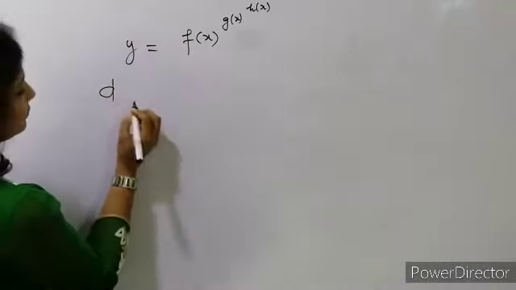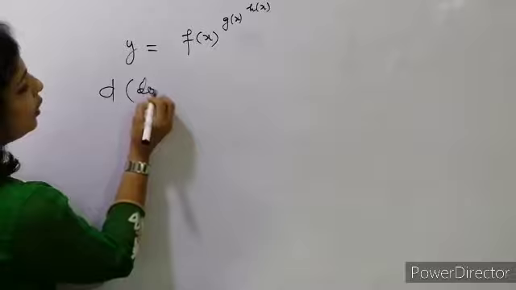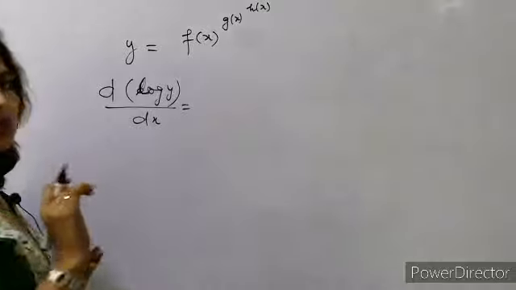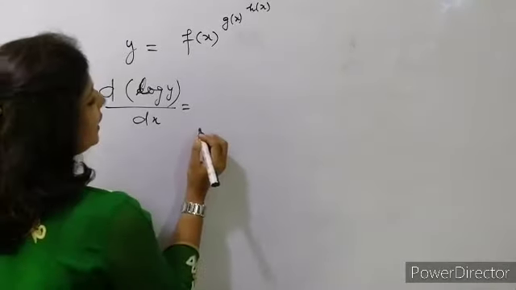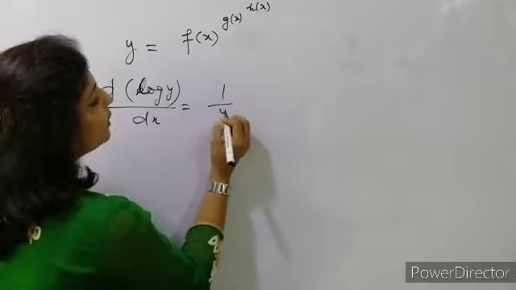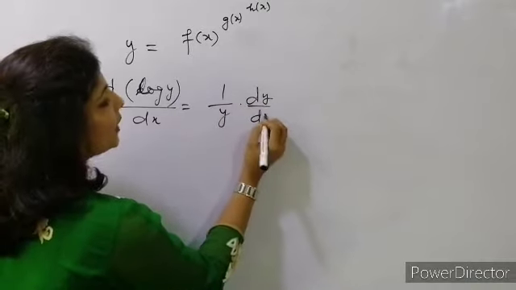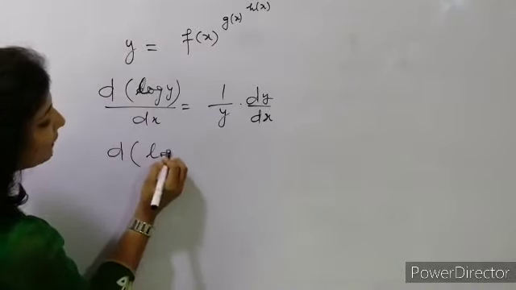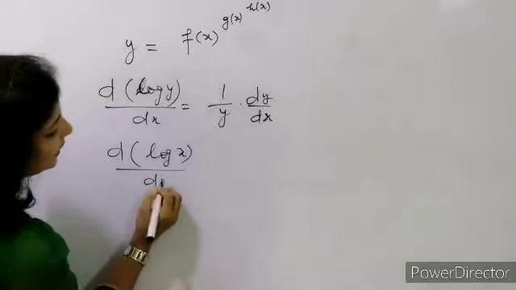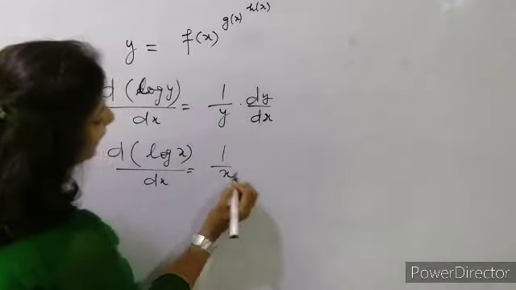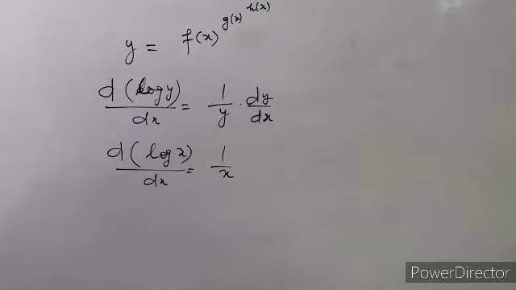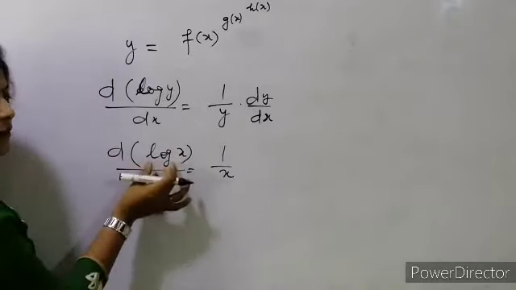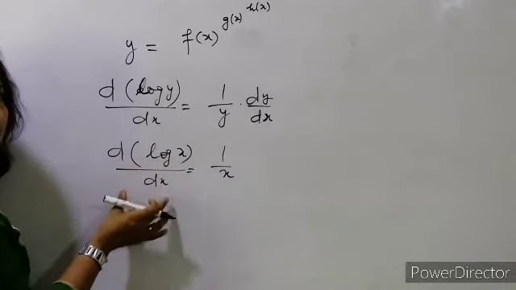How does it work? d log of y divided by dx, meaning if we have to find d of log y by dx, it will be 1 upon y dy by dx, okay. And if d log of x divided by dx, in that case it will be 1 upon x, because it is a function of x. If you have to find dy by dx, where y is equal to log x, then it will be easy for you to find dy by dx.